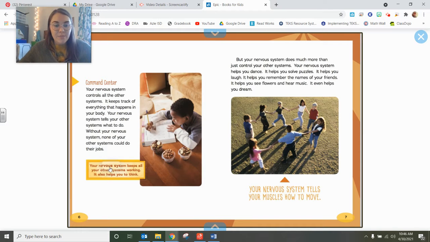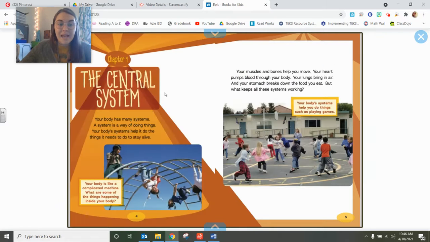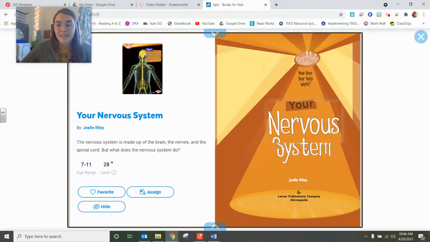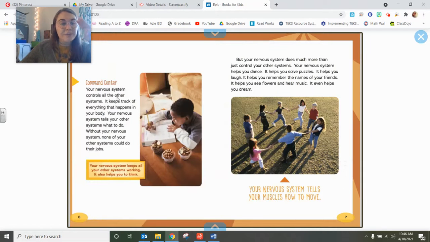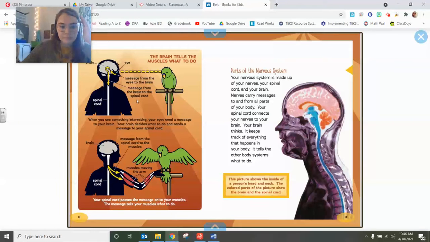So this right here, again, we have a caption telling us what's going on in the picture and another caption. So yes, this is, remember, a subheading. This is a heading, and this is a title. So title is your whole book. Headings are kind of like your chapters. And then within your chapters, you have subheadings, which breaks it into smaller chunks.